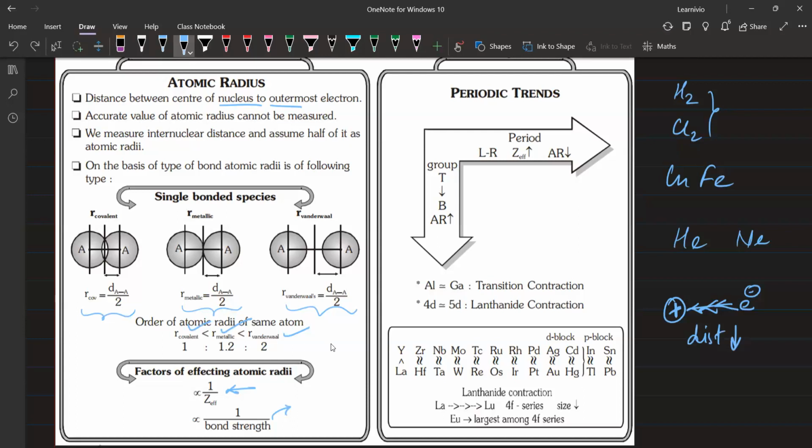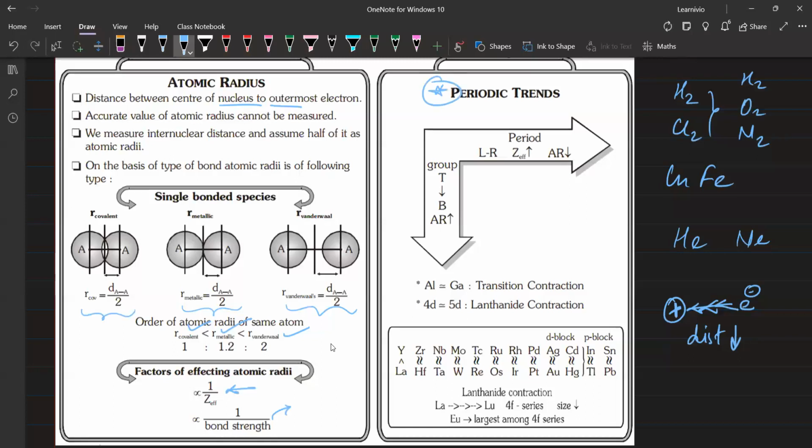So for example, if you take H2, O2, and N2, okay. In that case, you can see that N2 will have a triple bond, O2 will have a double bond, and H2 will have a single bond. So that will also affect the atomic radius. Okay. Now, the important thing that you have to remember is the periodic trend.